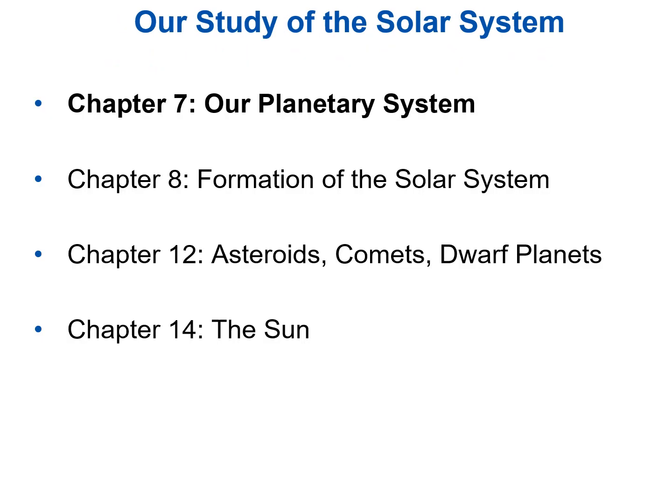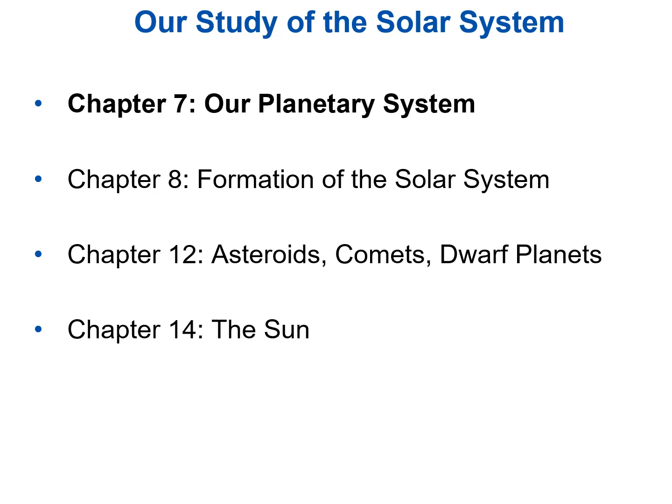As we're studying the solar system, we're going to cover 4 chapters. So right now we are in the midst of Chapter 7, our planetary system. Then we're going to look at Chapter 8, the formation of the solar system. So particularly in this video, we're going to look at patterns in our solar system that give us clues as to what physical processes took place that formed our solar system the way it is. So in Chapter 8, we'll look at the formation.